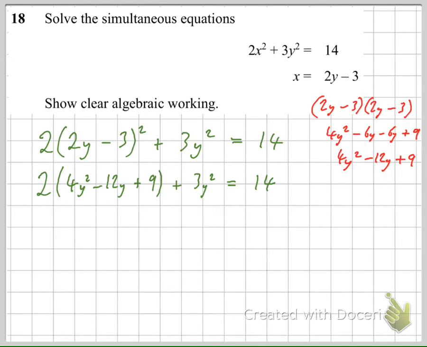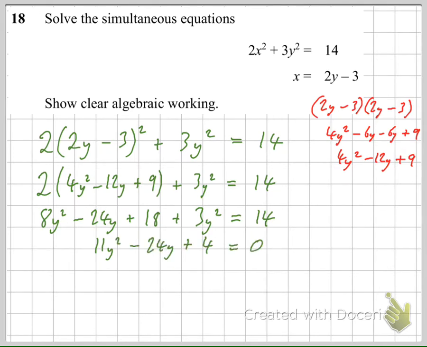I can now expand to do 2 times each of these things in this bracket, and then collect like terms and simplify, and we get down to this nice quadratic expression in y, although not particularly nice. Now if you have a ClassWiz Casio calculator, you can now solve this for y using the solve function, which you need to know how to use before you go into your exam.